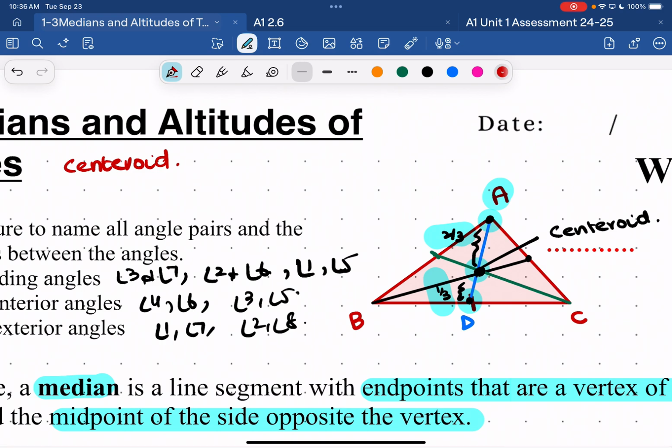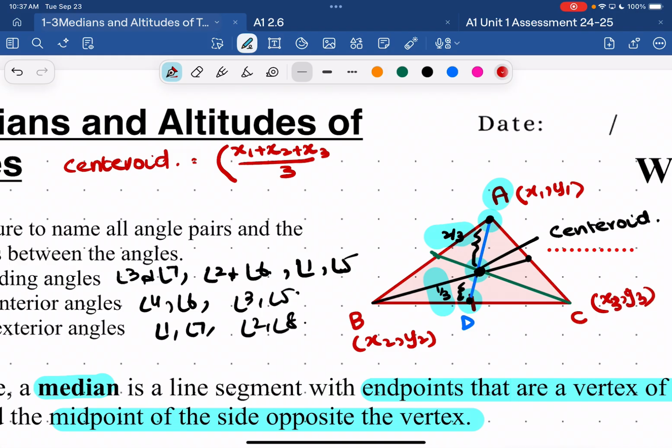Because the centroid is in the center of the triangle, it is the average of all the points. So to find the x coordinate of the centroid, we take the average of all the x coordinates of the vertices. For instance, if A has an ordered pair x1, y1, B has an ordered pair x2, y2, and C has an ordered pair x3, y3, to find the x coordinate of my centroid, I am going to add up all these x coordinates and divide it by 3.